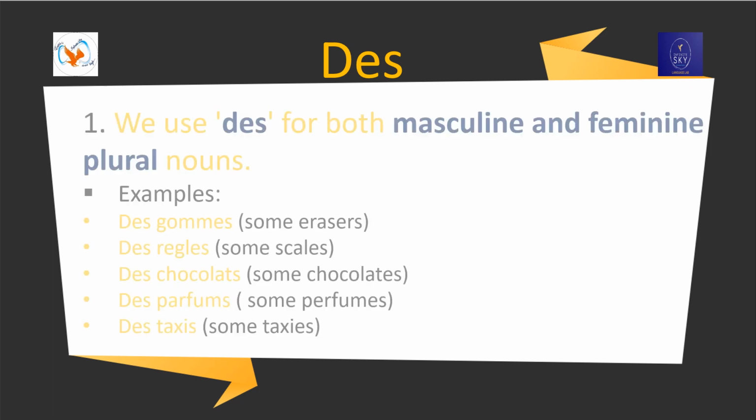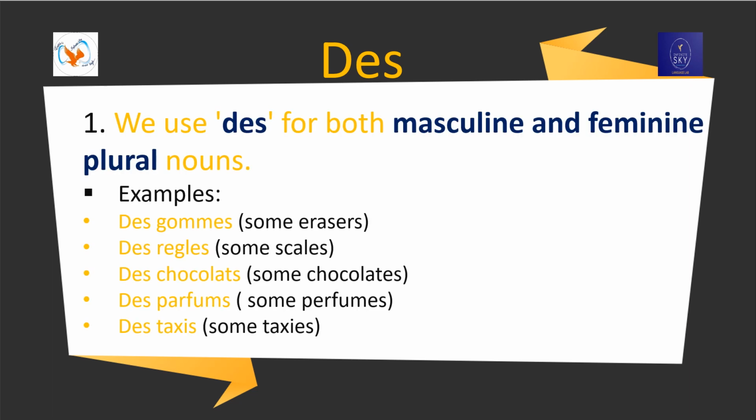When it comes to the plural indefinite article, we use des for both masculine and feminine nouns. So, des gommes, des règles, des chocolats, des parfums, and des taxis.